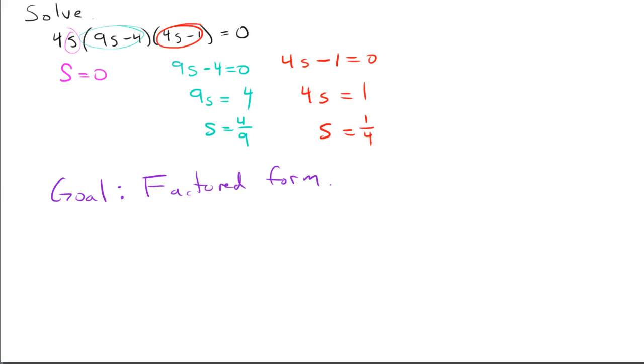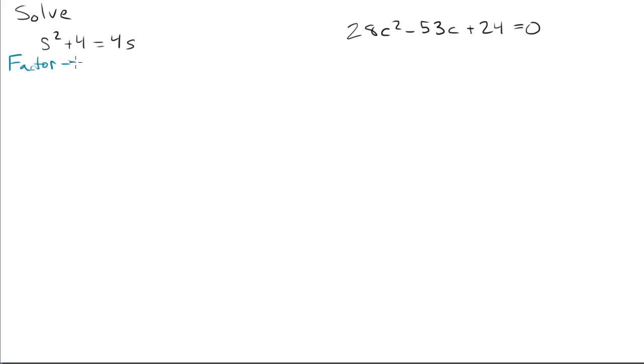Alright, let's take a look at another example. I want to solve s squared plus 4 is equal to 4s. I need to factor. And if I'm going to factor, that means I need this in standard form. So I'm going to subtract 4s from both sides and get s squared minus 4s plus 4 is equal to 0. Now I have to try and factor this.